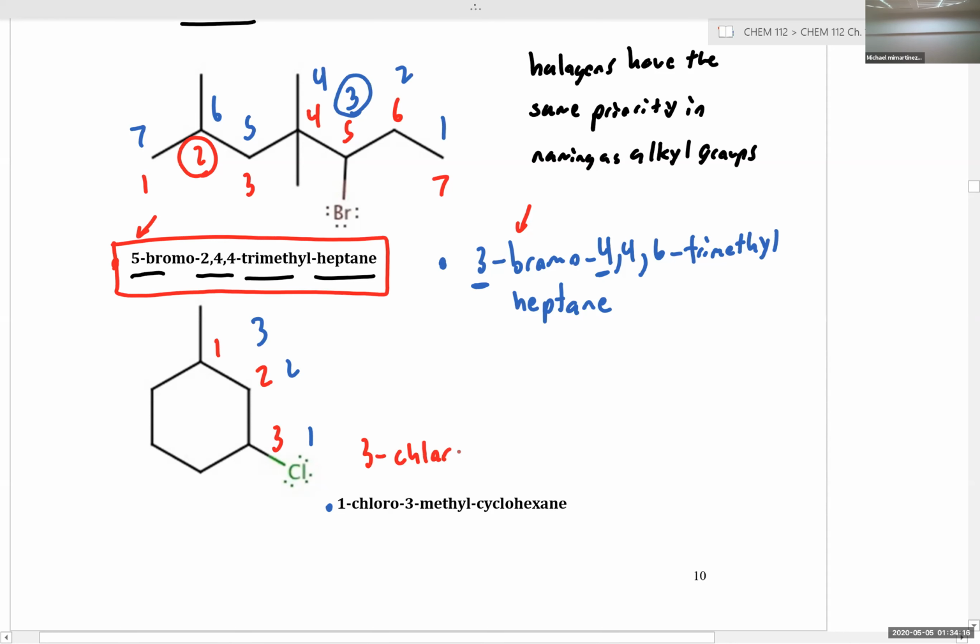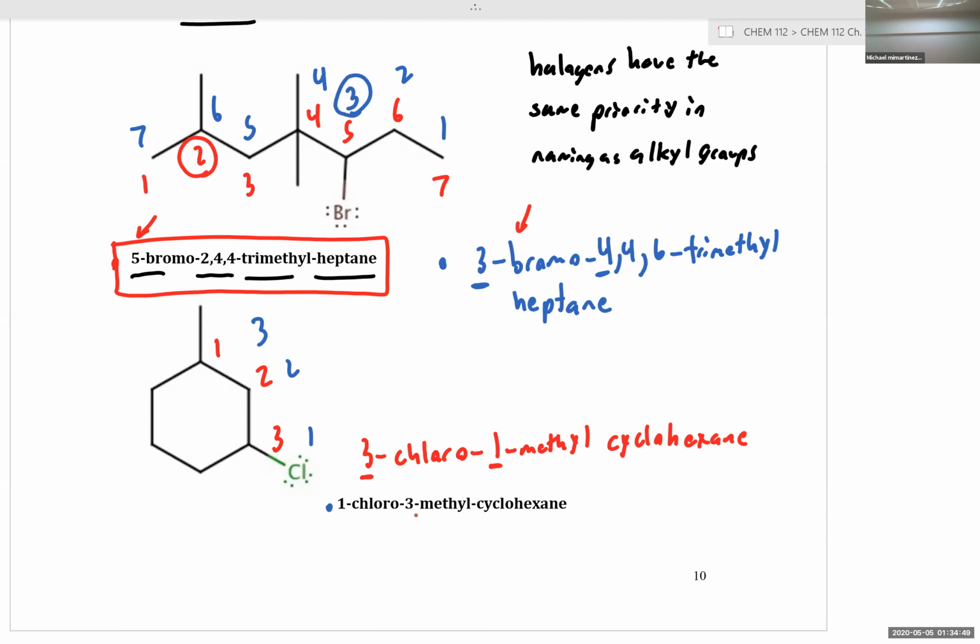3-chloro-1-methyl cyclohexane. Now, looking at our first locant number, we have 1 and 1. Our second locant number, we have 3 and 3. It looks like a tie. What is our tiebreaker? If our locant numbers are the same, what breaks the tie? What do we care about next?